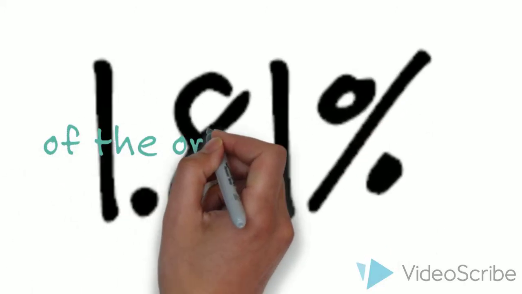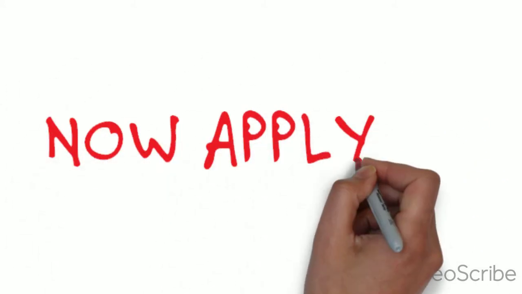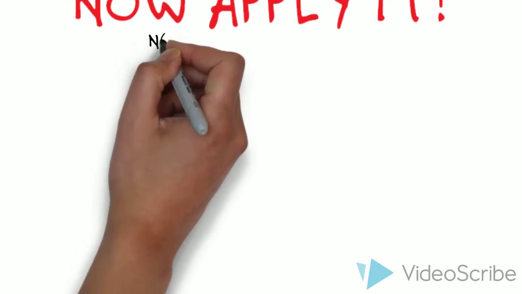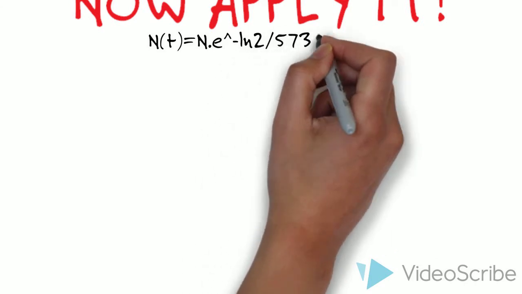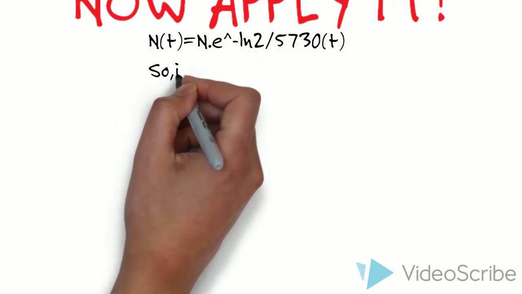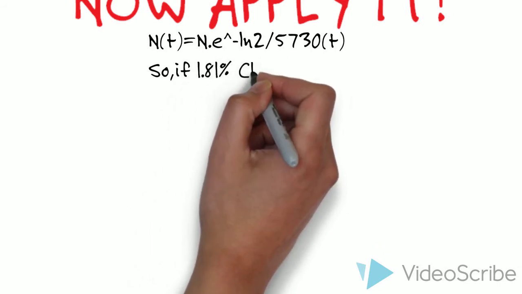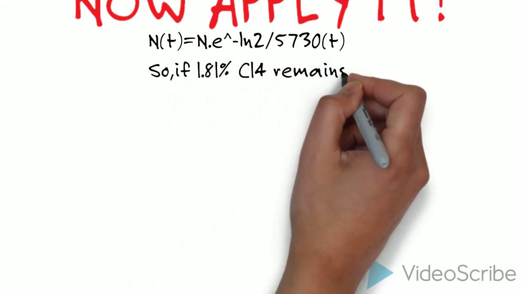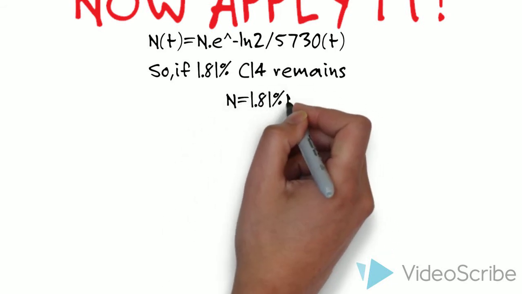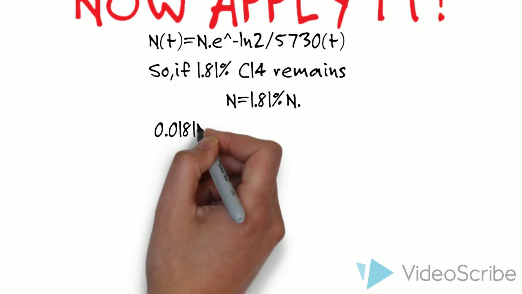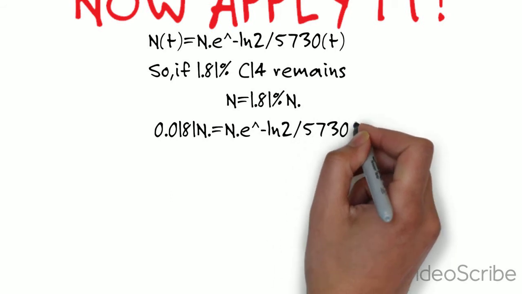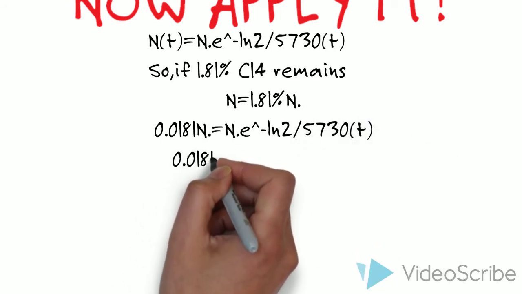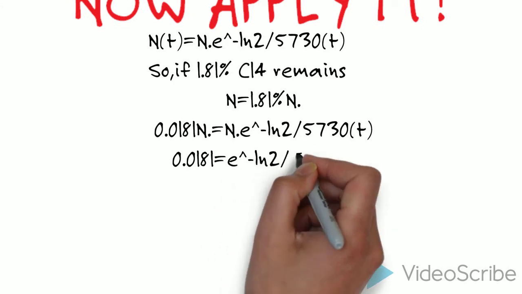So 1.81% of the original C14, or carbon-14, is left in this Triceratops horn. So now let's just apply that to the equation. So we're going to go ahead and throw it in there. So that's our equation with our rate of decay. So if there's 1.8% of C14 remaining, then N equals 1.8% of N naught. So here we'll change it to a decimal, 0.018. Okay, we're going to cancel the N naughts there.